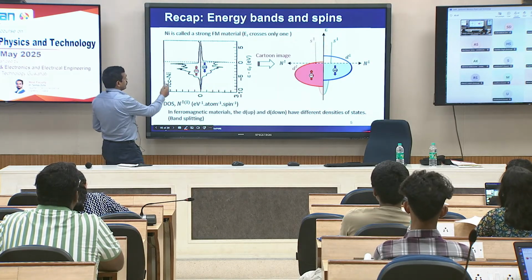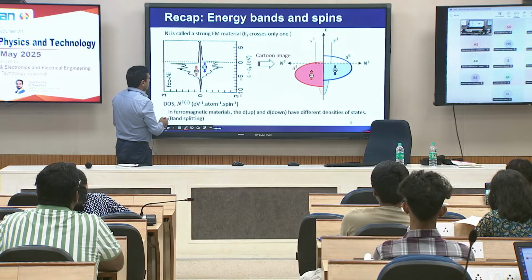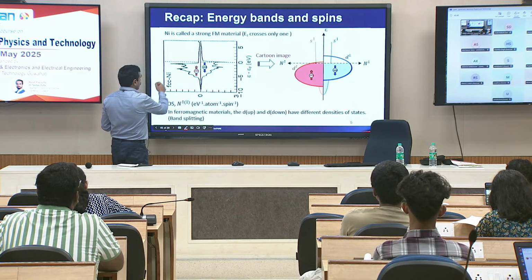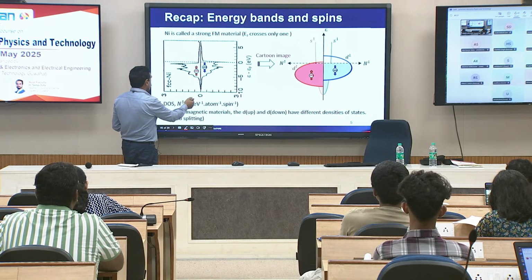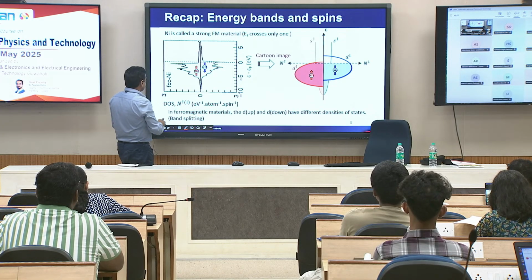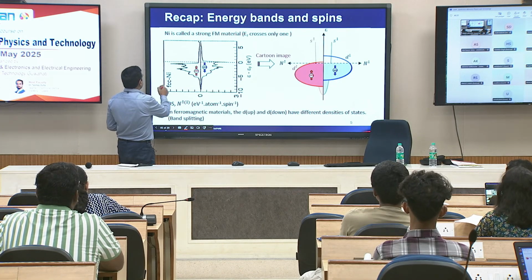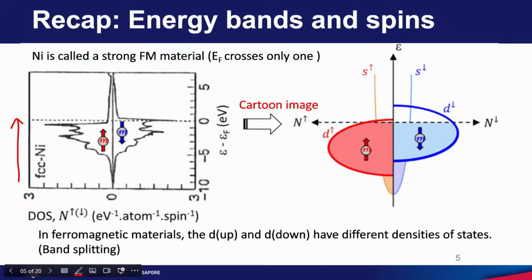If you see, on the y axis you have energy, and on the x axis you have the density of states. If you look at this picture, the spin up electrons occupy this band and spin down electrons occupy this band.